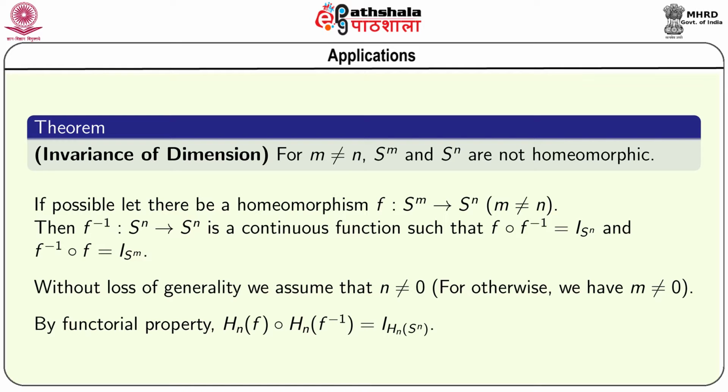So, without loss of generality, we assume that n is not equal to 0. For if n is equal to 0, then we shall choose m to be not equal to 0, because of course, both cannot be equal to 0, as we already know that m is not equal to n. Now, we apply the functorial property of Hn, that is Hn(f) composed Hn(f inverse) is equal to identity on Hn(S^n).